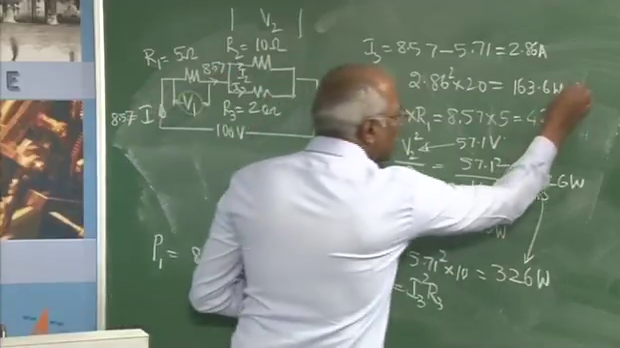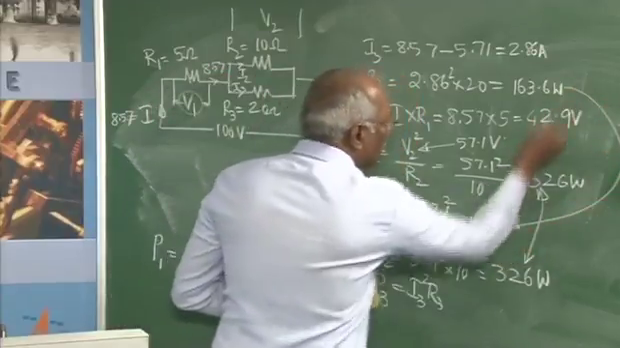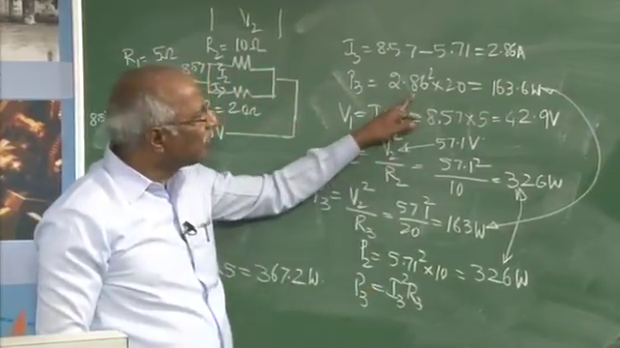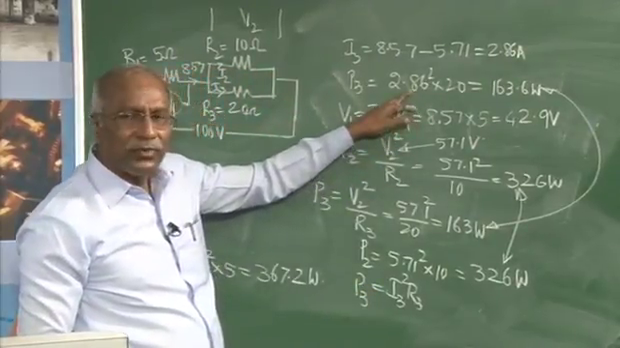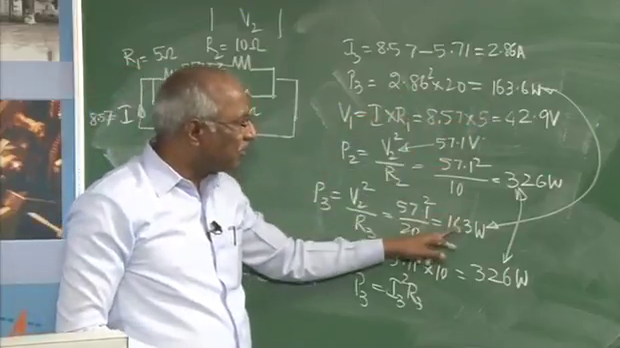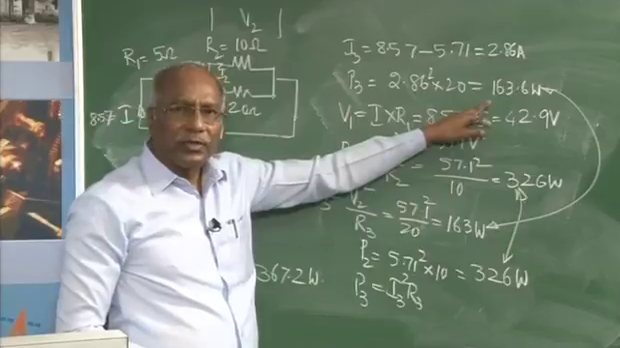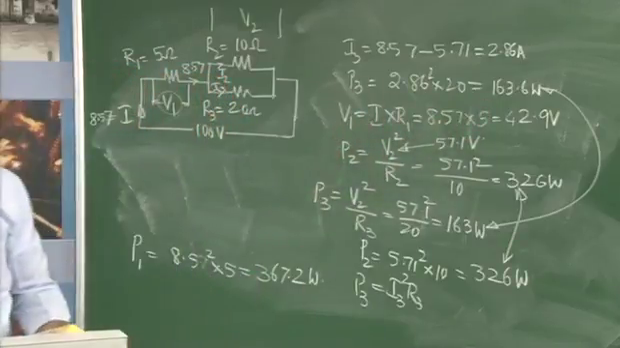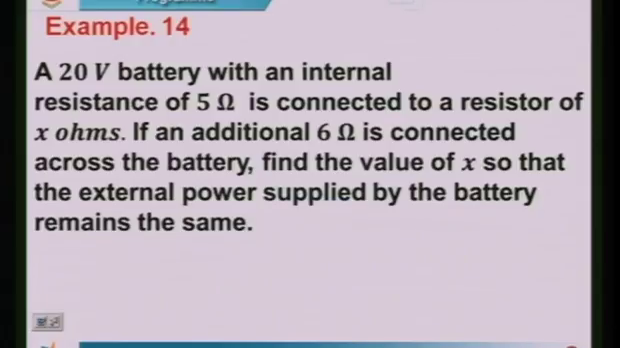However, you will observe it has come as 163.6 watts. It's because of the rounding of values of I1, I2 or V1, V2 and other things. So, there may be a difference, but there is not much difference between the two values. Therefore, the power can be calculated either from the voltage consideration or from the current consideration.